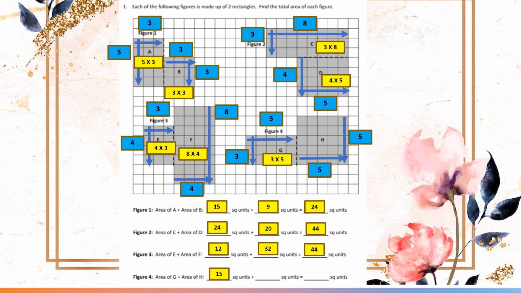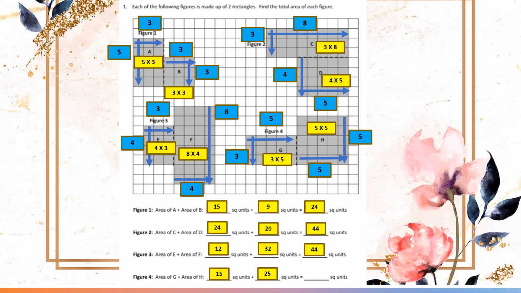So rectangle H is 5 units wide, which actually makes rectangle H a square because all of the sides on a square are the same length. Now, the formula or the equation that we're going to use to solve for the area for rectangle H is length times width, or 5 times 5. And what's 5 times 5? It's 25.